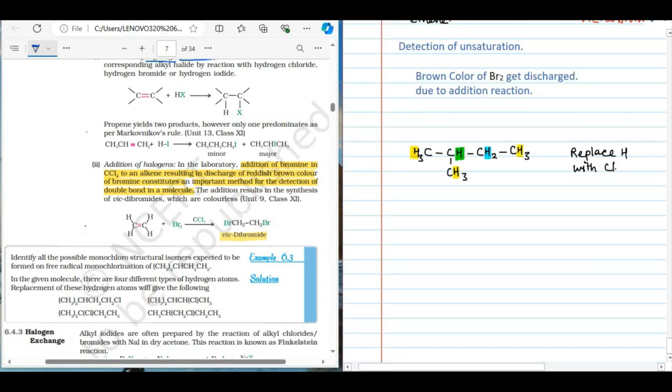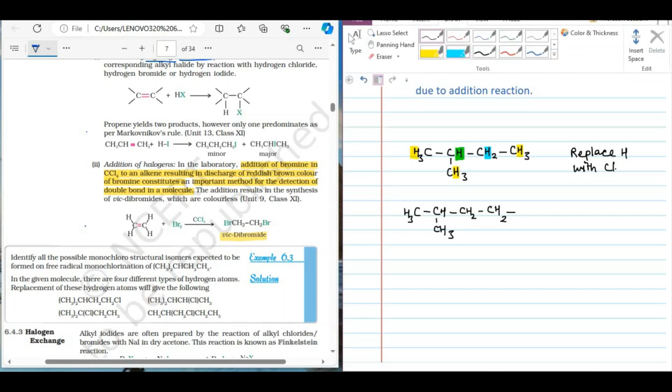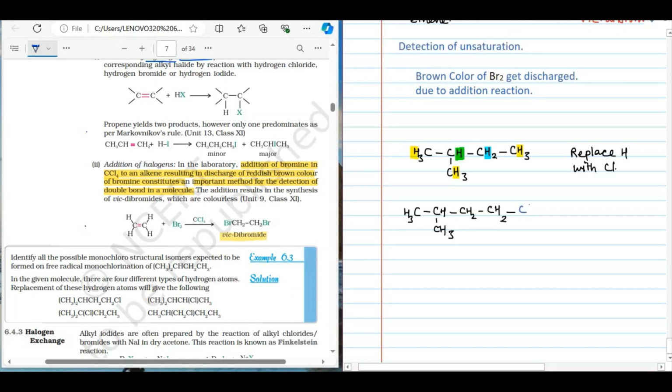So that's how you will be able to draw the structures of structural isomers formed by the monochlorination of this given molecule. So first of all, you can draw the first structure. This is CH3, single bond CH. Here it is CH3, single bond CH2. This is CH2 because we are going to replace one of the hydrogens with chlorine.